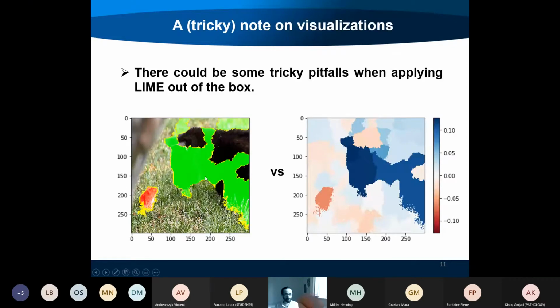So this here is an image from the LIME repository. This is the example that they give you for using Keras, if I'm not mistaken. So you have a cat and a rat, and it was classified correctly as cat, and you want to know what superpixels were most relevant for cat.